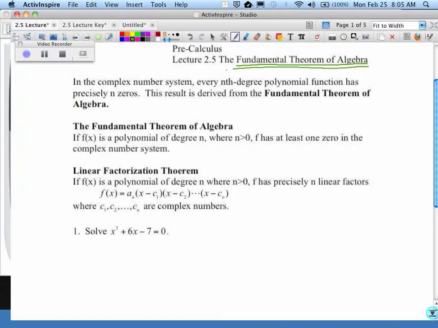So what they're talking about is in the complex number system, if you are dealing with an x squared graph, a quadratic, you will find 2 zeros. It might not be real, but you'll find 2 of them. You go to a cubic, you'll find 3. You go to a 4th degree polynomial, you'll find 4. So basically, whatever the degree is, that's how many zeros are in the problem, real or complex. So that fundamental theorem is what that is.